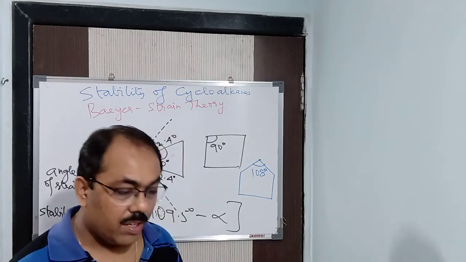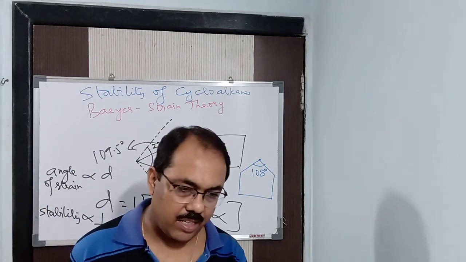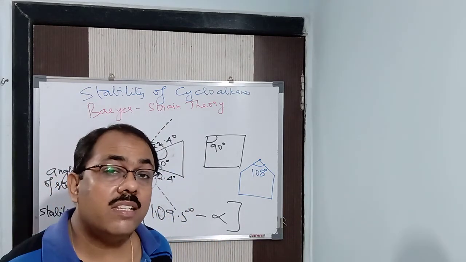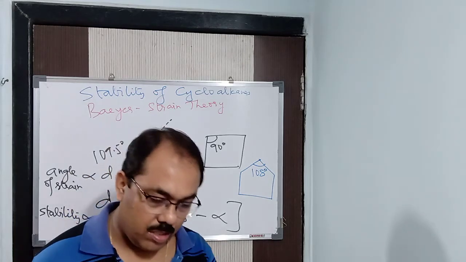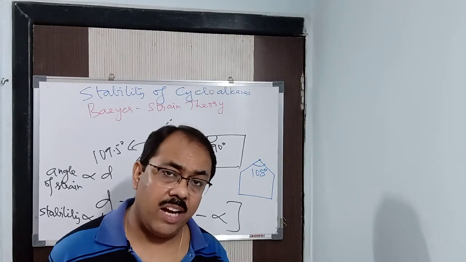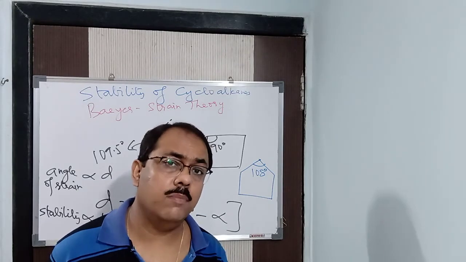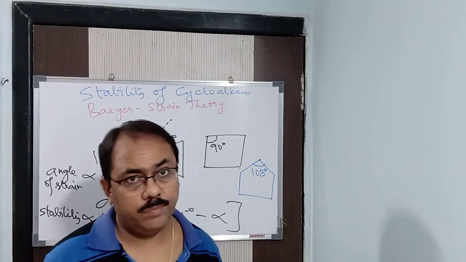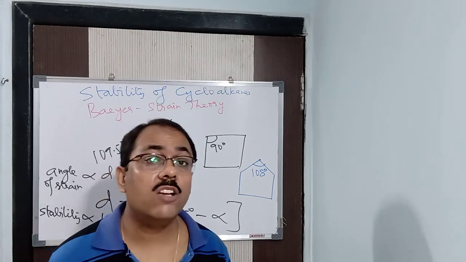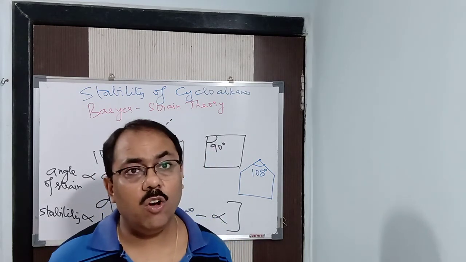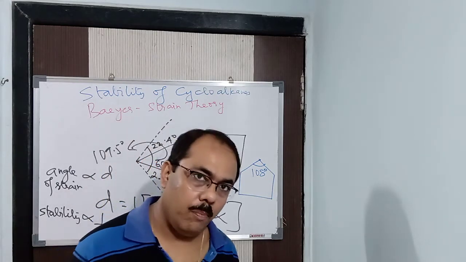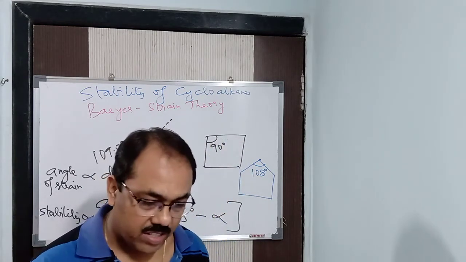Now Bayer made a mistake here. Bayer said that cyclohexane is less stable than cyclopentane, because he assumed the rings to be planar. He said cyclohexane is less stable in nature because it's a bigger ring. But actually it is the opposite. Cyclohexane is basically more stable than cyclopentane. That we find out now experimentally.